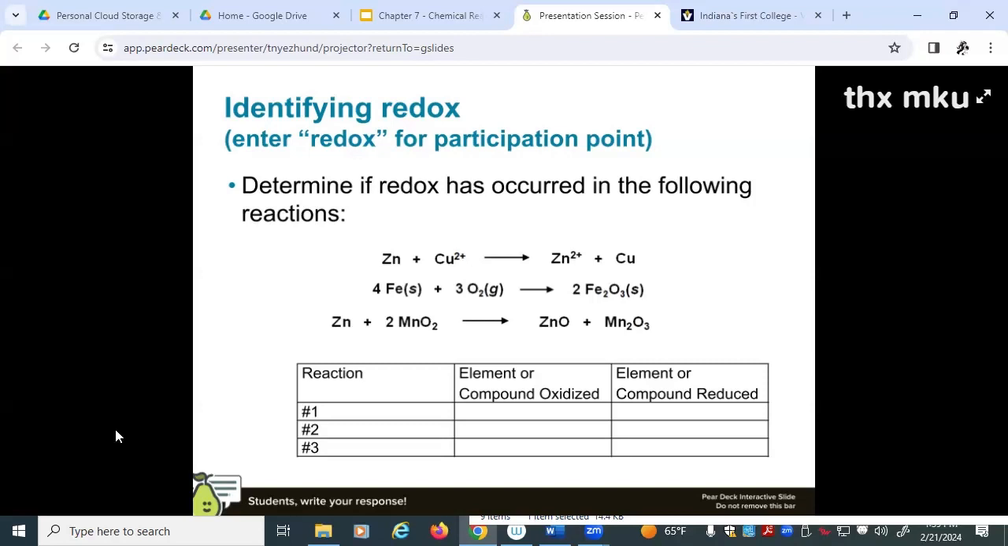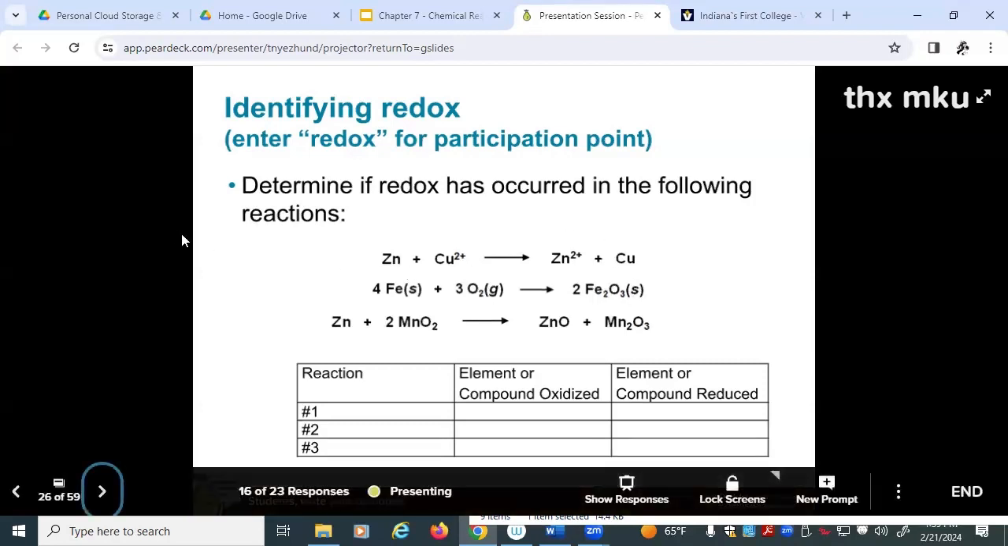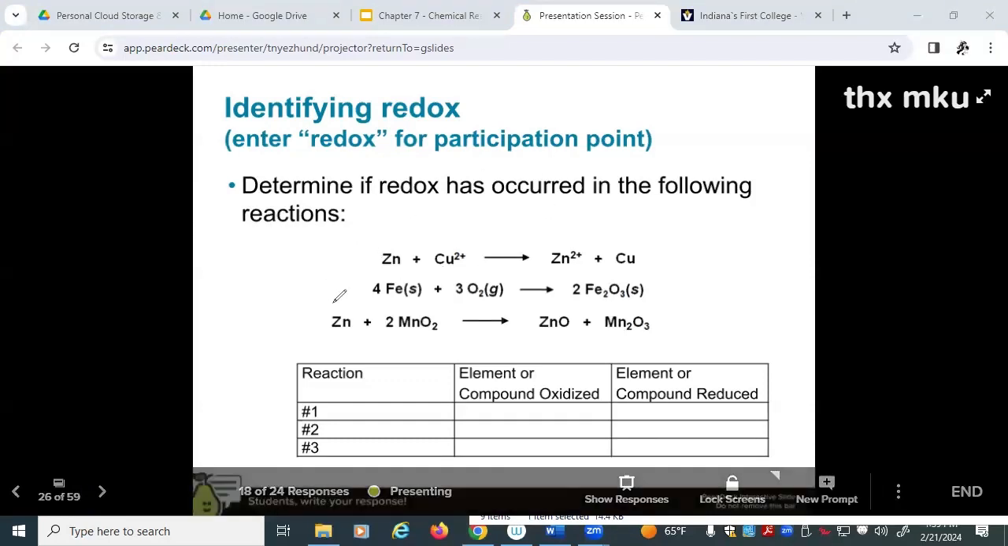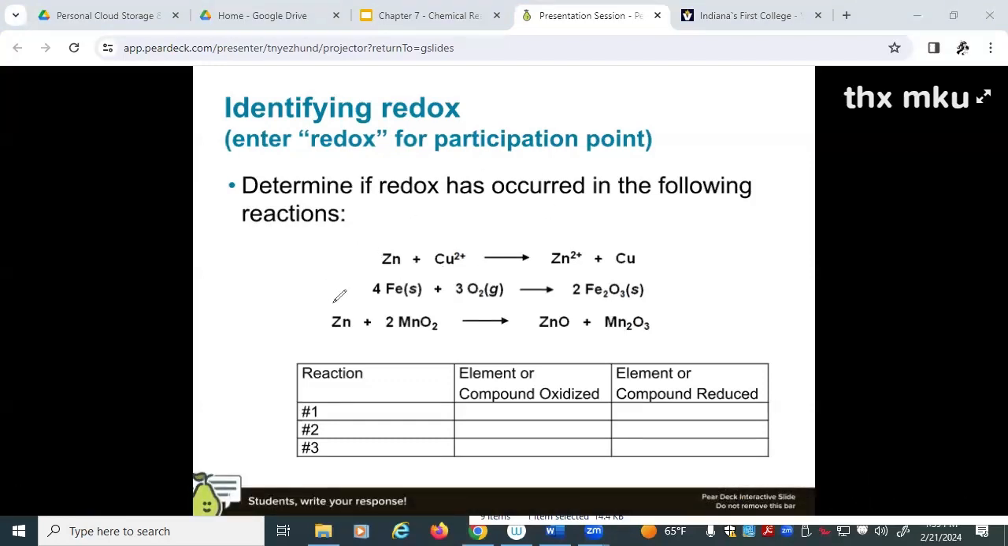So the question is, this reaction, we'll start from the top, is this reaction a redox reaction? So I kind of go through the checklist. Do I have anything reacting with elemental oxygen in the first one? No. Do I have a metal reacting with a non-metal in the first one? No. Do I have evidence of charges changing?